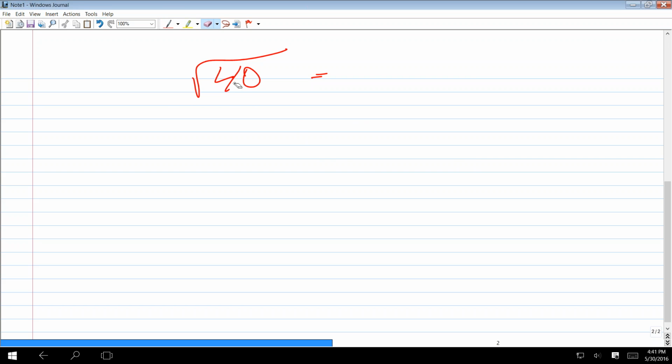Okay? How about this? That's square root of 5 times square root of 2. But that's not simplified. In other words, that's actually more complicated. So you don't simplify the square root of 10 unless you can pull a whole number out of it.